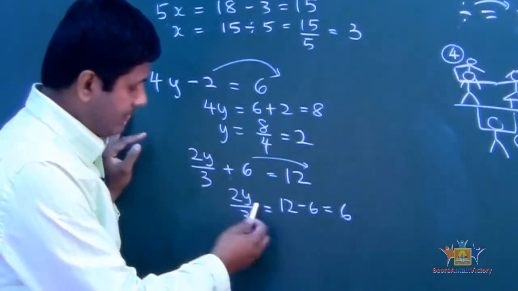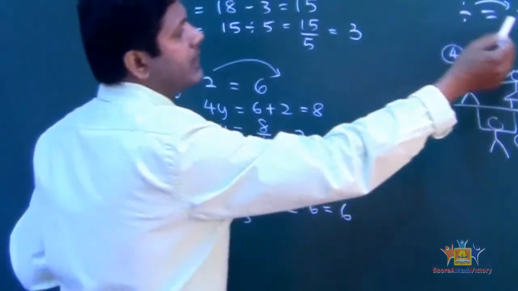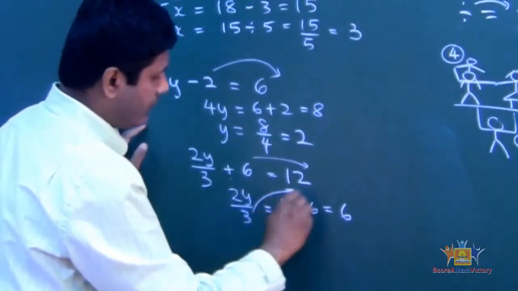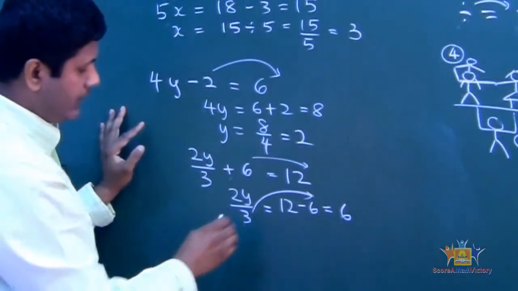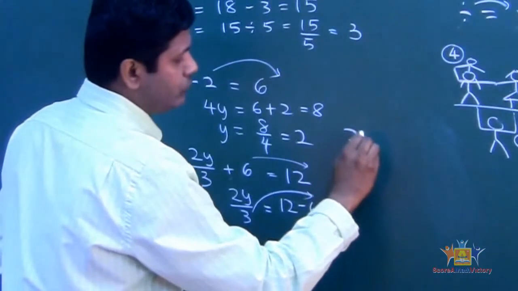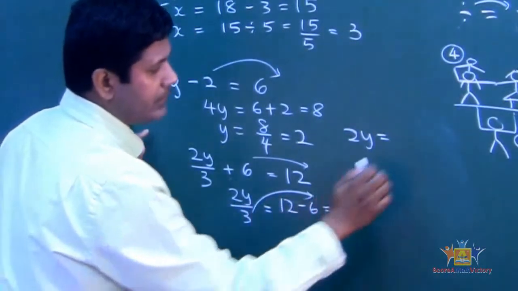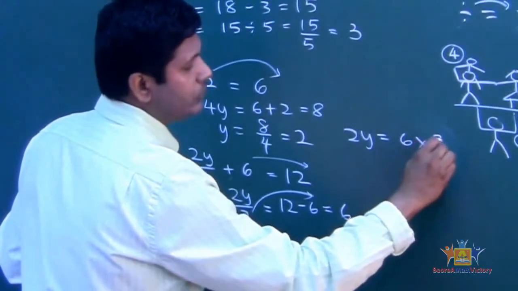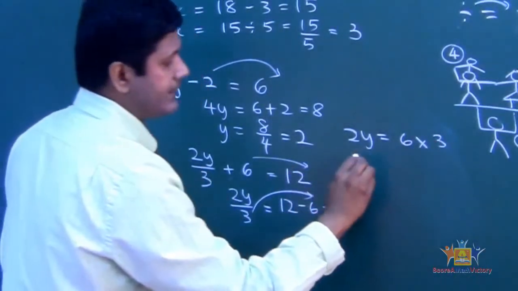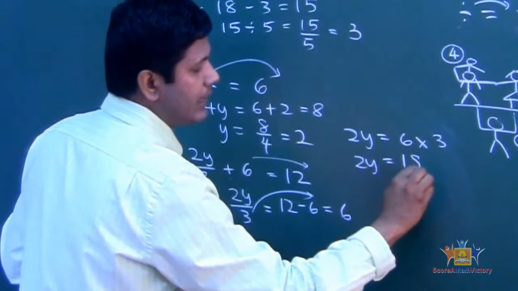3 is doing? It's dividing. So division across the bridge becomes multiplication. Okay, so we're going to take the 3 across the bridge. So that means becomes 2y equals to 3 divide cross the bridge become multiplication. 6 times 3. What's 6 times 3? It's 18. So 2y equals to 18.